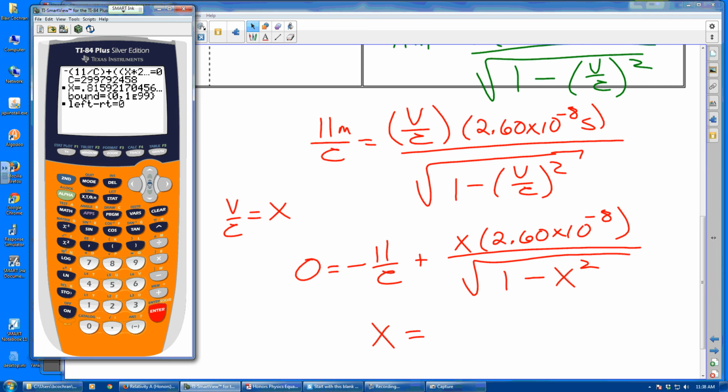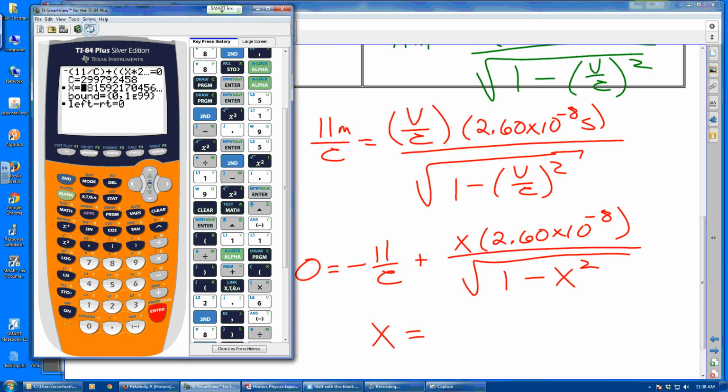If you got an error or something, let me come over and look at it. If you want to see what keys I hit, there are all the keys I hit. Let me check.